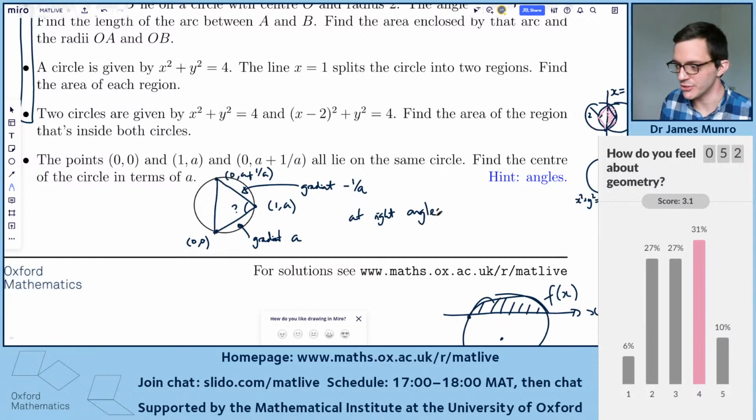I'll say that again in slow motion. The gradients multiply to minus 1. If the gradients multiply to minus 1, it means that these things are at right angles. That means that this is 90 degrees, and now you're way ahead of me. You've worked out that if this is 90 degrees, then this is a semicircle, or this is the diameter. If this is the diameter of the circle, then I can find the centre of the circle by looking at the middle of the diameter.